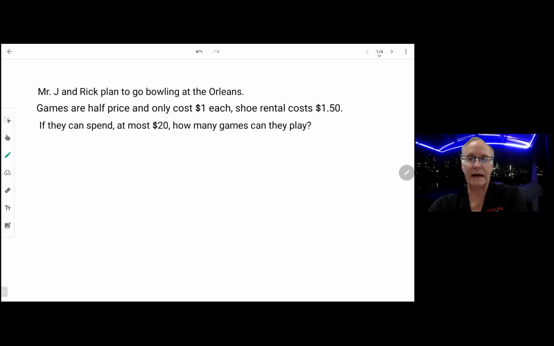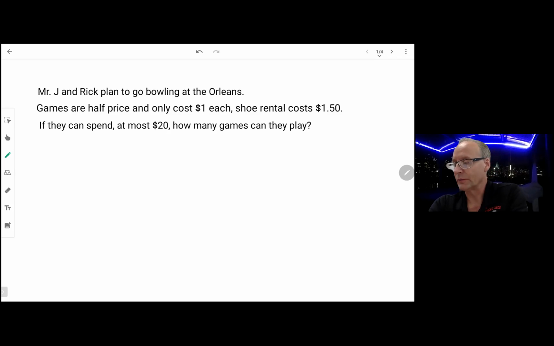So we're going to look at the situation. I'm going to write the equation, solve the equation, and then rewrite it as an inequality. So we're going to start with an equation. Mr. J and Rick plan to go bowling at the Orleans, and games are half price and only cost $1 each. Shoe rental costs $1.50. If they can spend at most $20, how many games can they play?